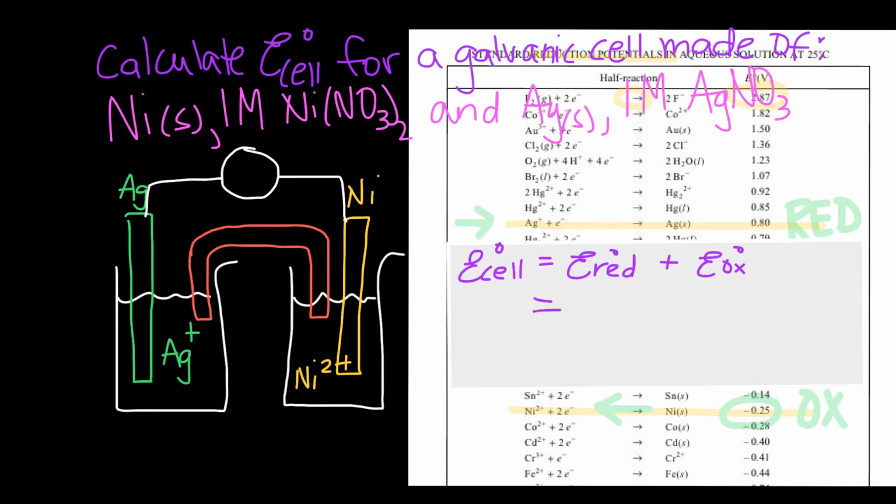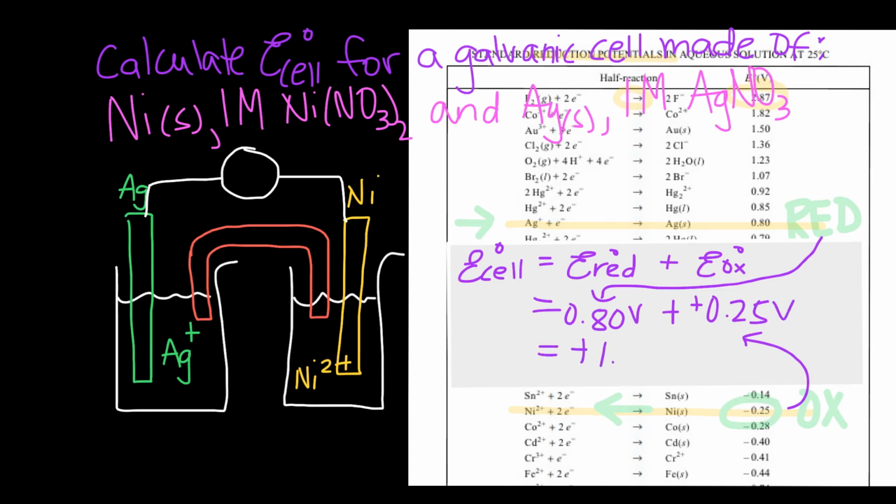So the reduction potential from right here is going to be 0.80 volts for the silver half reaction, and then the oxidation potential from right here is not going to be negative 0.25 but positive 0.25 volts. And then we get a final answer of plus 1.05 volts. So you can see we have a positive value, so that reminds us that it is in fact a galvanic cell.